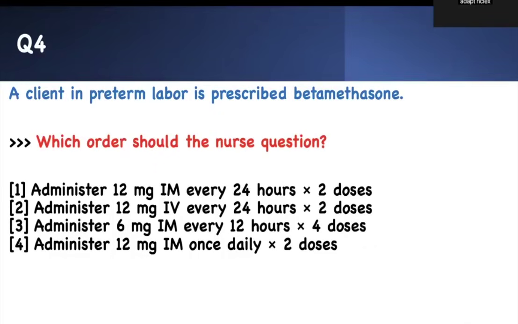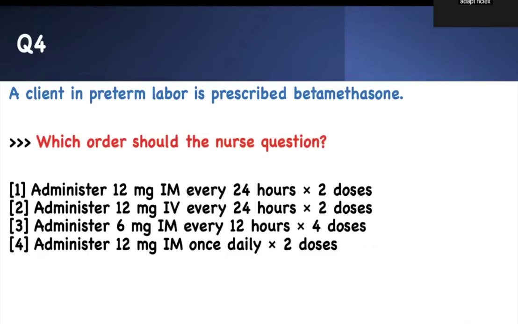You look at the answer choices, and they look the same. What am I trying to teach you? NCLEX will set questions like that. Like I said, every question in your test has a concept they want to test. A client with preterm labor is prescribed what? Betamethasone, right? Steroid. Which order should the nurse question?